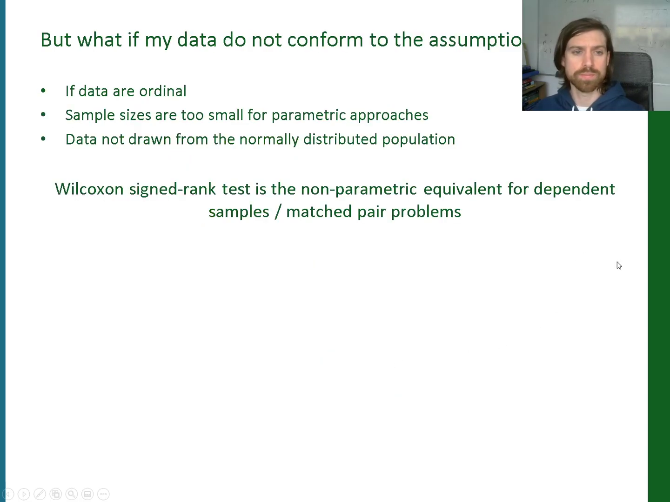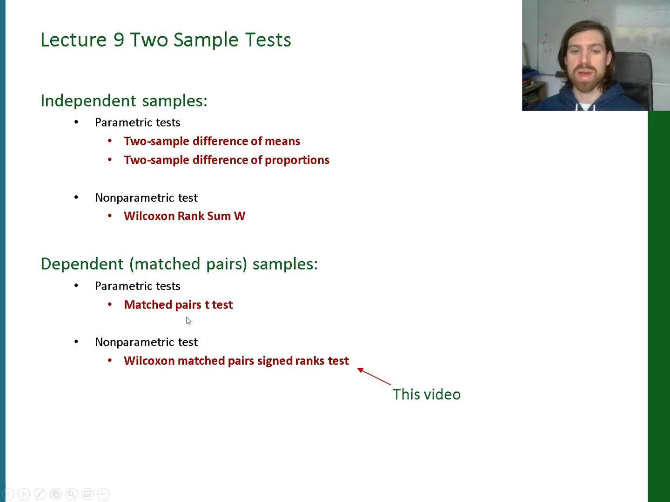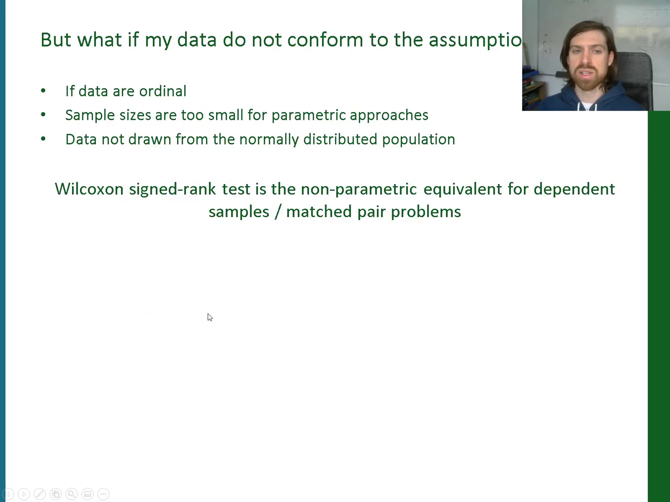So the question is, well, what if the data that I have don't conform to the assumptions that allow me to use the matched pairs t-test? So that could be that the data are ordinal, that the sample sizes are too small for you to reliably use parametric approaches, or potentially that the data are drawn from non-normally distributed populations.